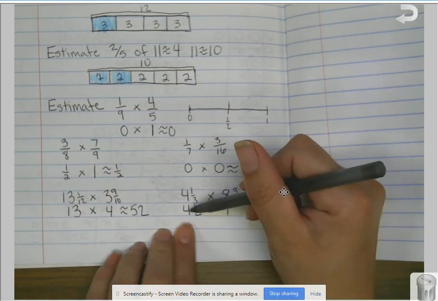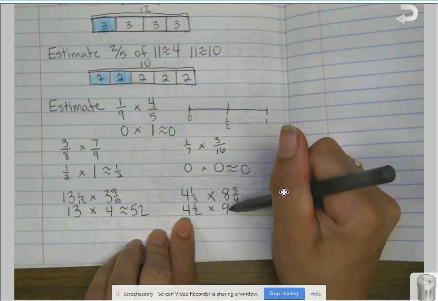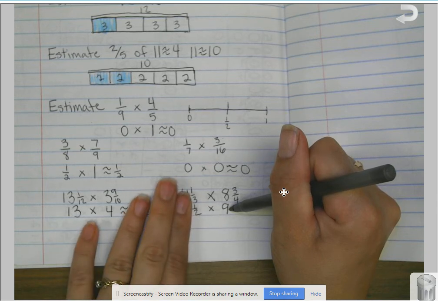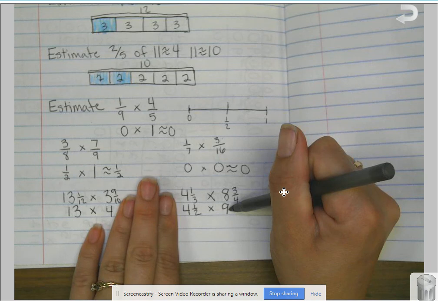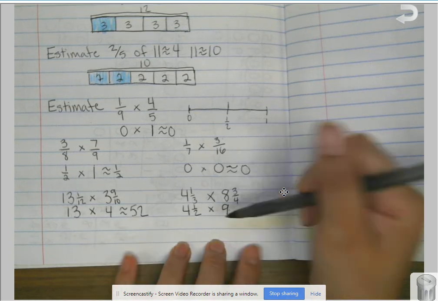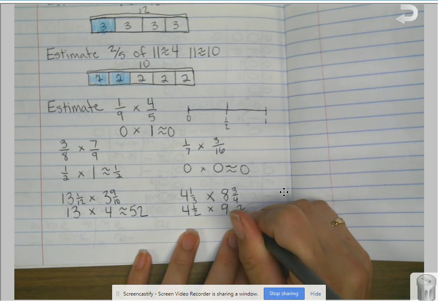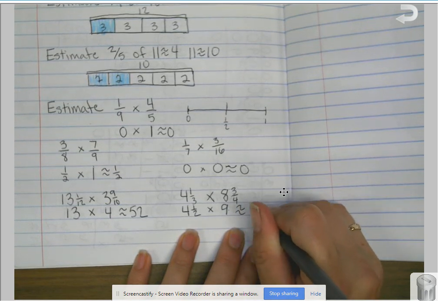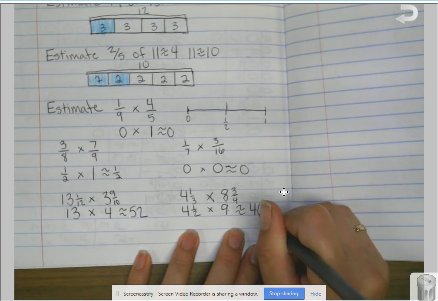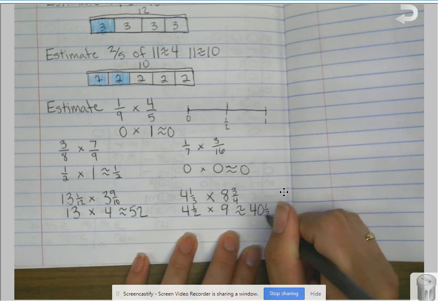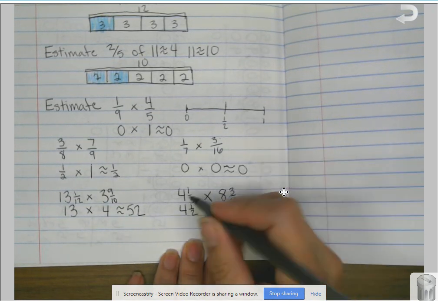All right. 4 times 9 is 36, but 4 and a half. What's half of 9? 4 and a half. So 4 and a half plus 36. About 40 and 1/2. Now, if you estimated this to 0, that would have been okay.